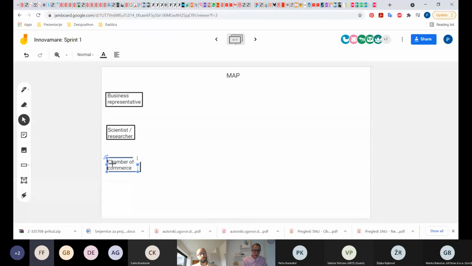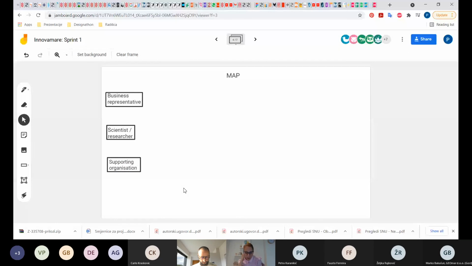I think it's fine to group scientists and researchers. Okay, great. Okay, we will have this as a supporting organization, so it can be Chamber of Commerce or some innovation cluster probably, or however.